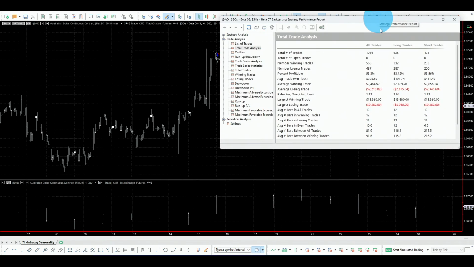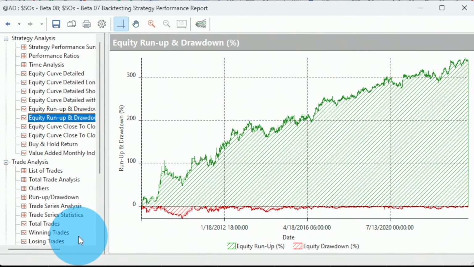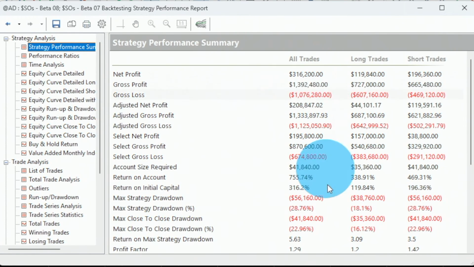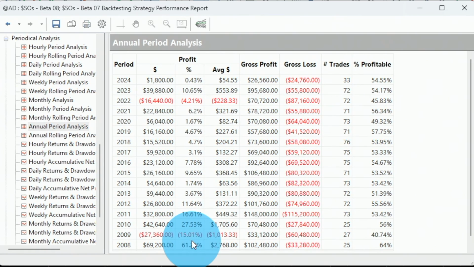And the result of this combination is we have about 1,000 trades. On average, they're making $300. The long side is $200. The short side is $450. This is the equity curve, and it's amazing. It's going up all the time since 2007. Overall, we are making 300,000 with a 5.6 return to drawdown ratio. And here is an annual period analysis from 2007 all the way to the current year, 2024.